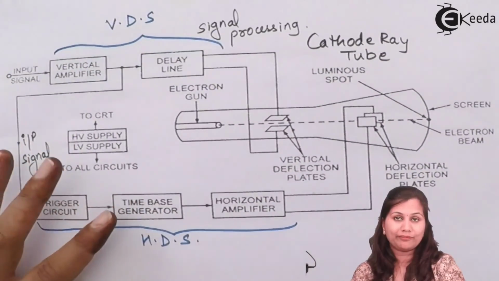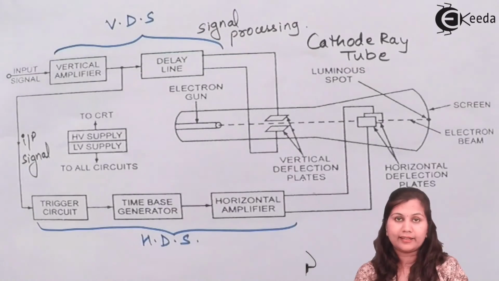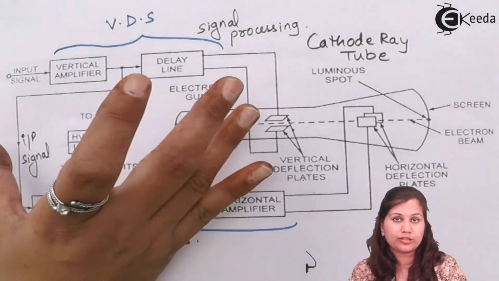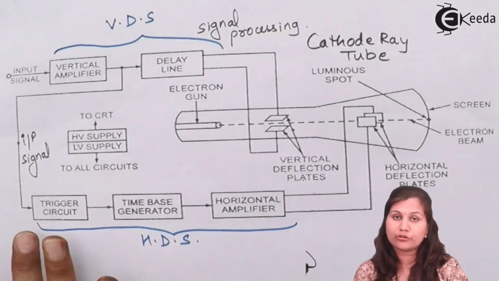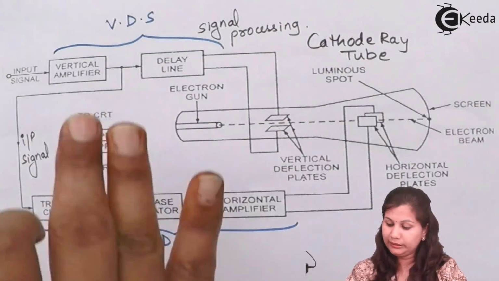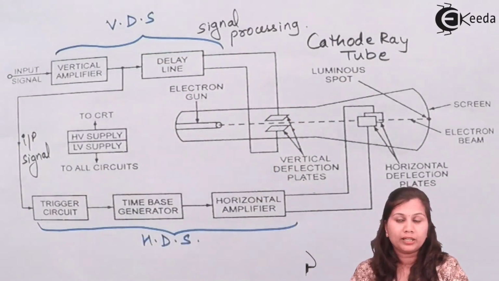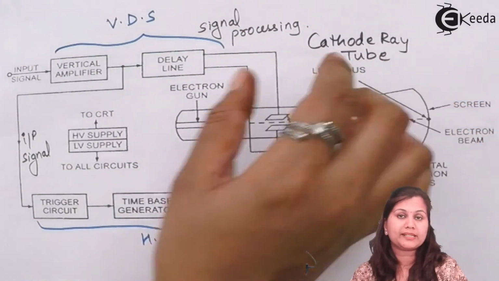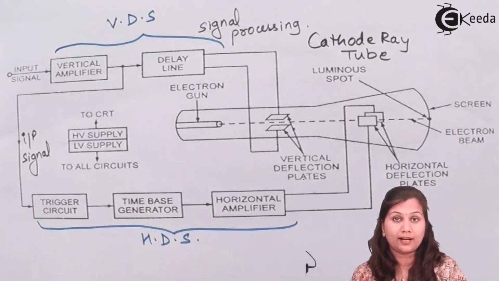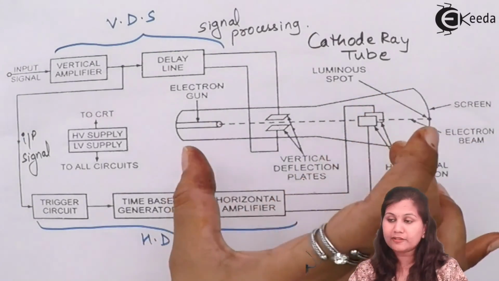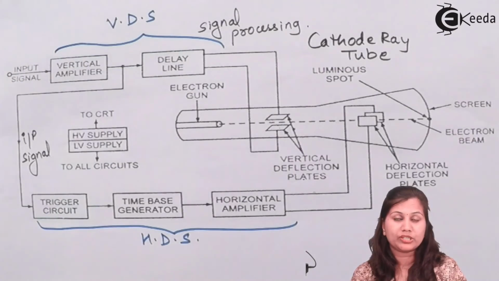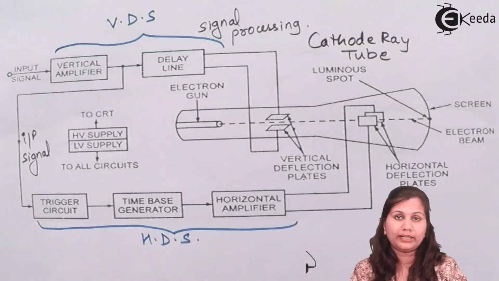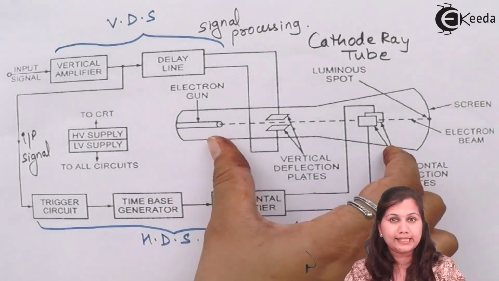Let us summarize what we have studied. First, we studied that there are various components like the cathode ray tube, vertical deflection system, horizontal deflection system, triggering circuit, time base generator, delay line, and the power supply. Then we studied that the cathode ray tube is the main part of the CRO, also known as the heart of CRO, because it is the part which is generating the electron beam, which is striking the phosphorus screen and displaying the signal. That is done in the CRT.